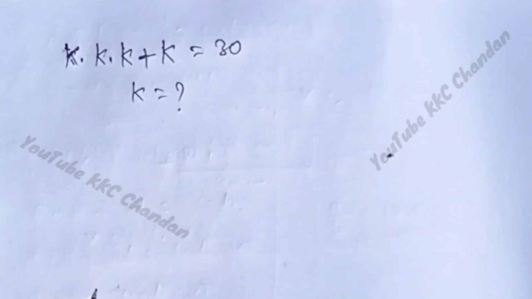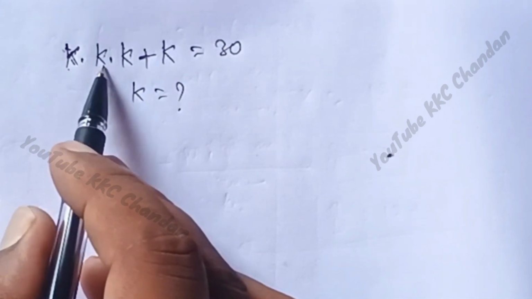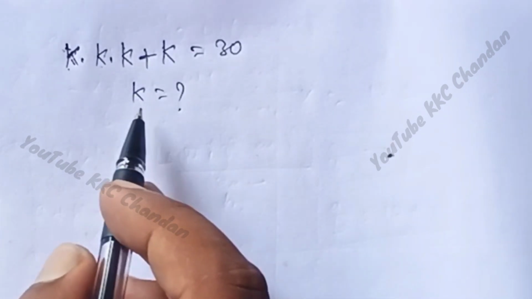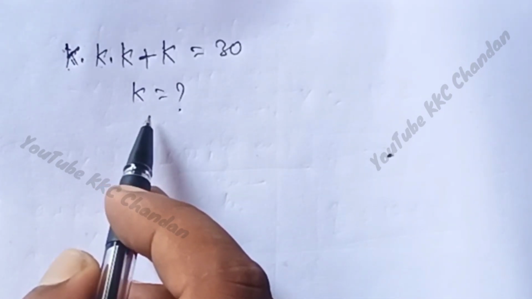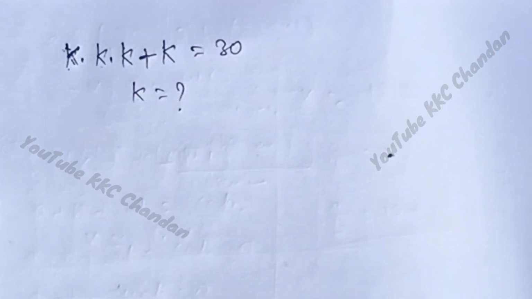Here some questions are given. The question is: k into k plus k is equal to 30. What is the value of k? How to find the value of k? Let's see how to find the value of k.